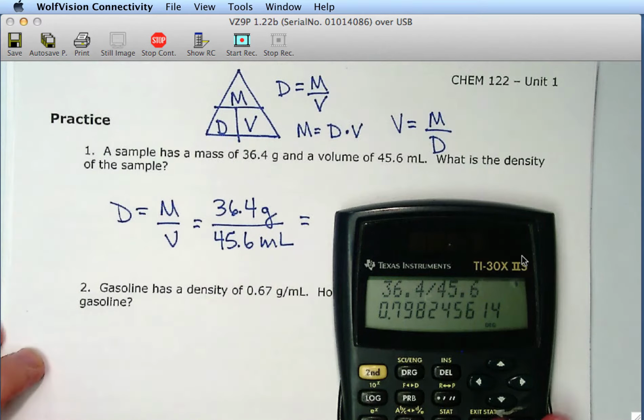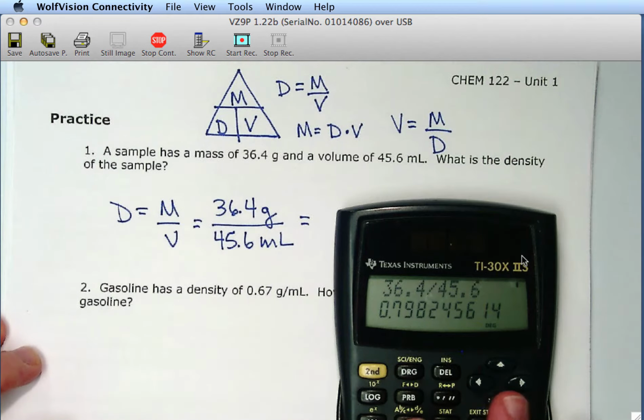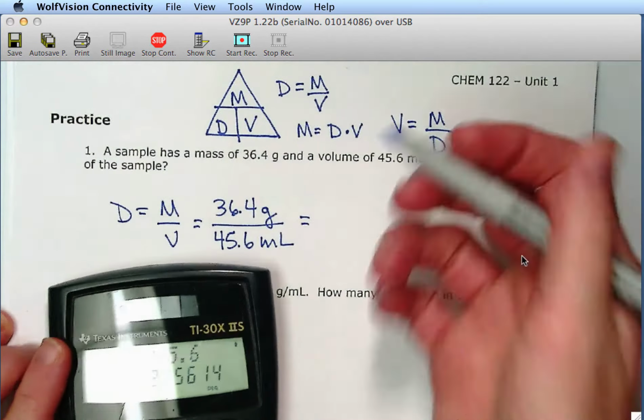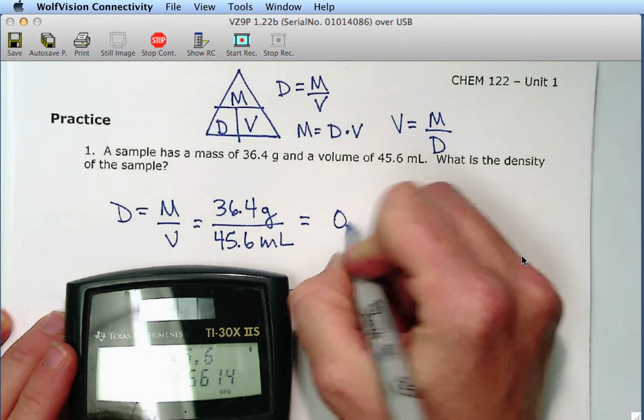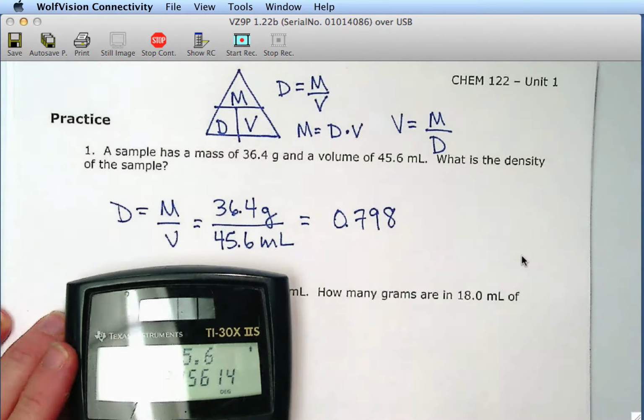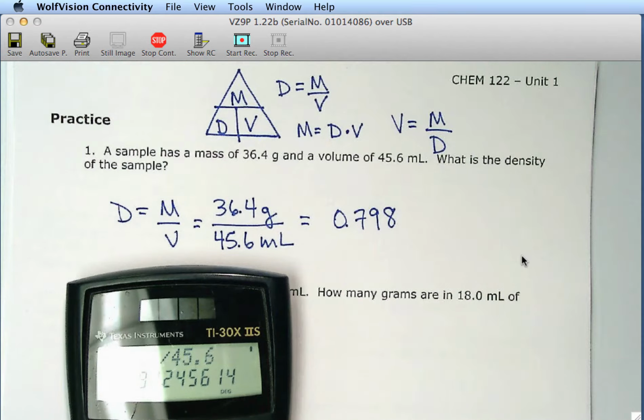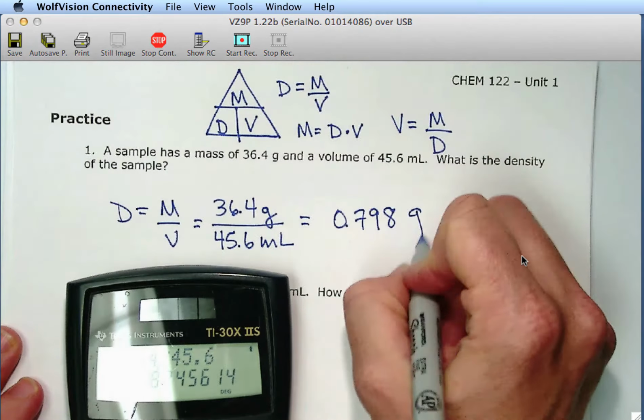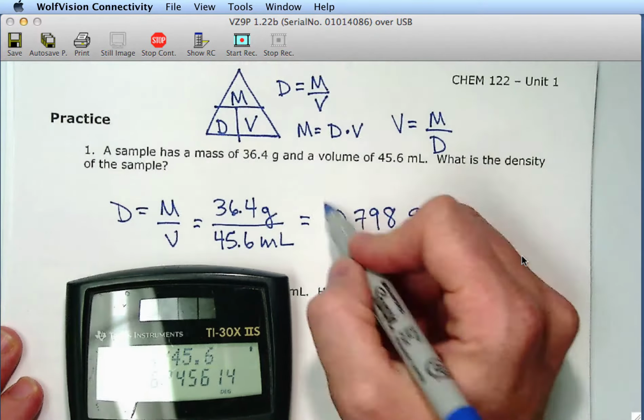How many sig figs should we have in this answer? Good. So it comes out to be 0.798. What are the units on this? Grams per milliliter. Good.